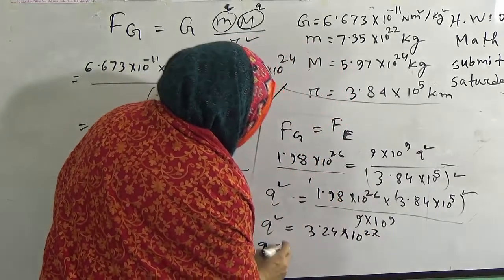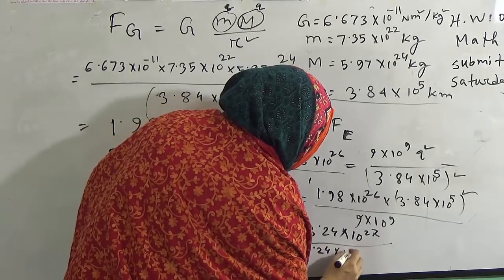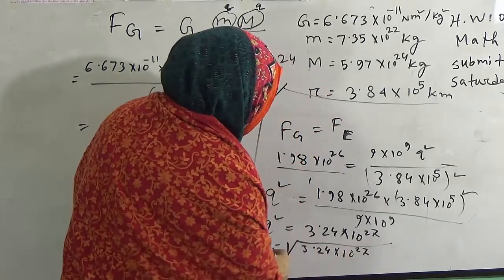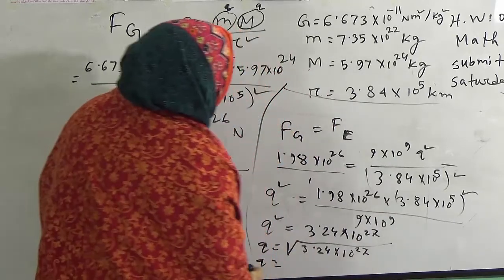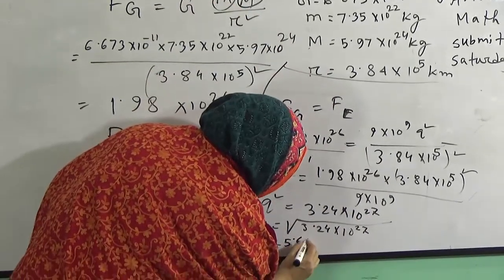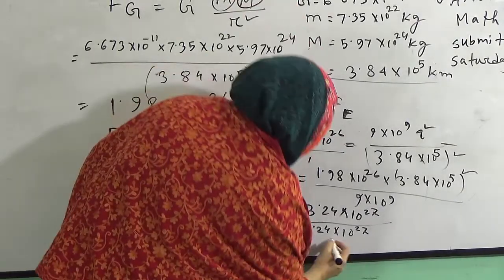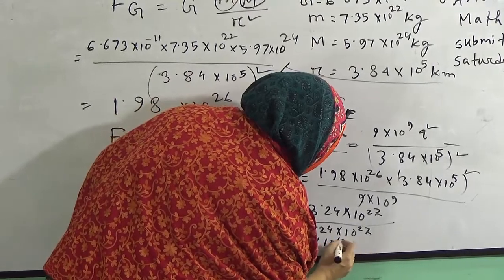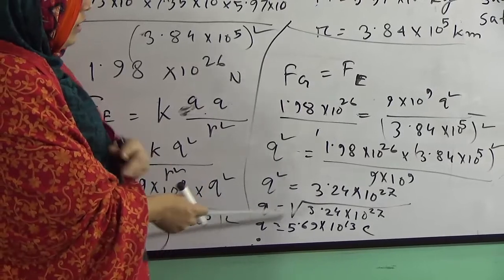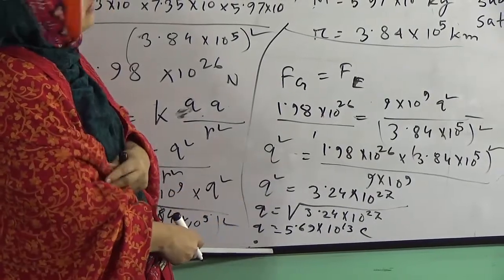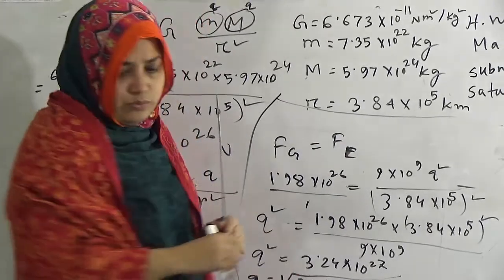So q will be root over 3.24 into 10 to the power 27. So q will be 5.69 into 10 to the power 13 Coulomb. My dear students, I hope all of you have understood this calculation, and therefore the number of electrons we know.